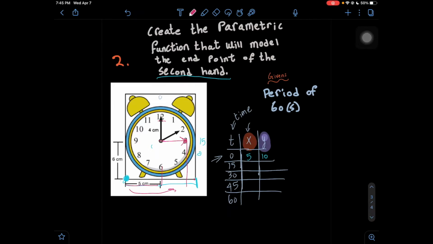We need to be about right here and not right here. Since we want to get here, we can just add 4 because we know that the length of this hand till the end is 4. So 5 plus 4 is 9. So we traveled a total of 9 for the second x value at 15 seconds.